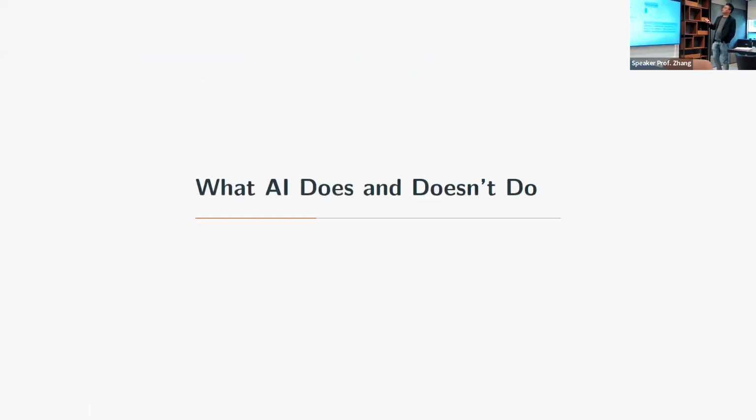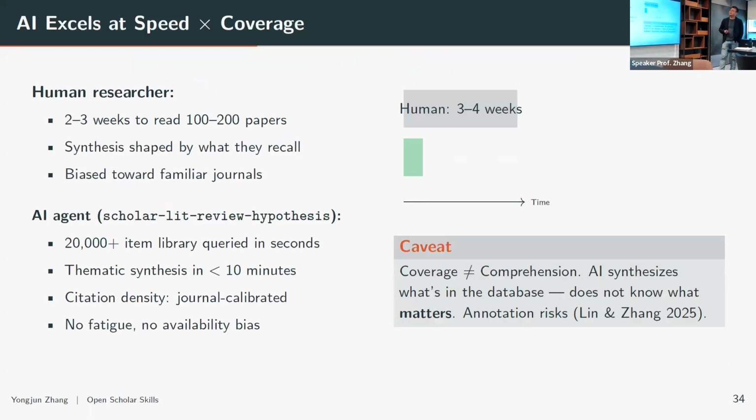So again, I'll quickly go through what AI is good at or bad at. AI excels at speed and coverage. Human research may take 2 to 3 weeks to read more than 100 papers and synthesize the literature, but AI can do that in 10 or 20 minutes nowadays. But I want to emphasize that coverage doesn't mean comprehension. AI synthesizes what is in the database, but does not know what matters. I want to be clear about that.